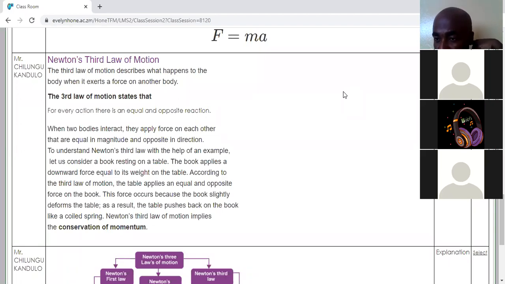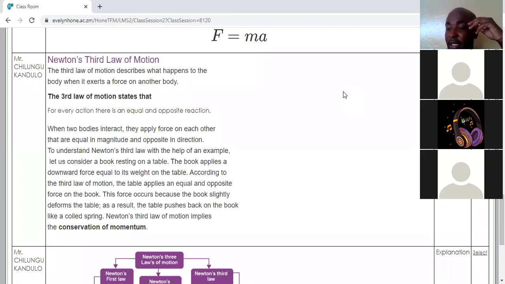The third law of motion also has to do with the conservation of momentum, where we say the momentum before is equal to the momentum after, or that when bodies are colliding, because in collisions, the biggest parameter that we look at is momentum. Momentum is the product of mass and velocity. So we'll look at momentum later as well.